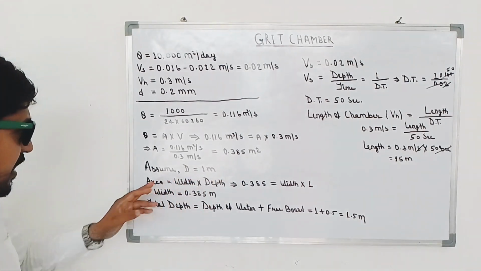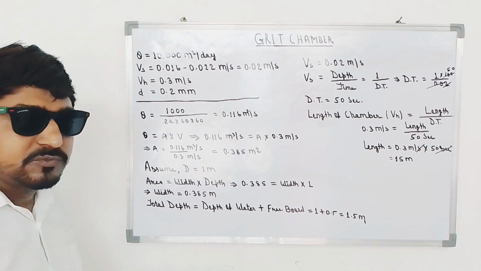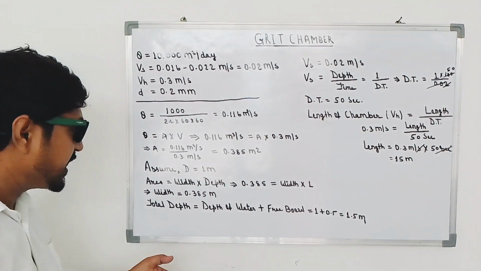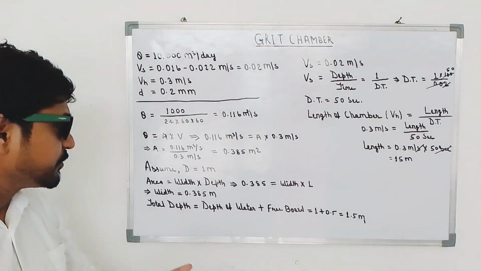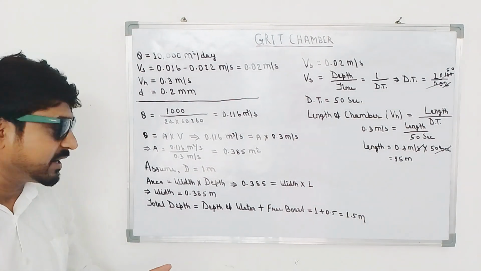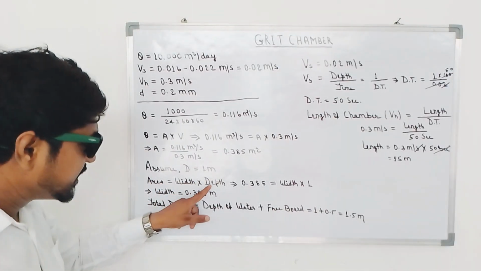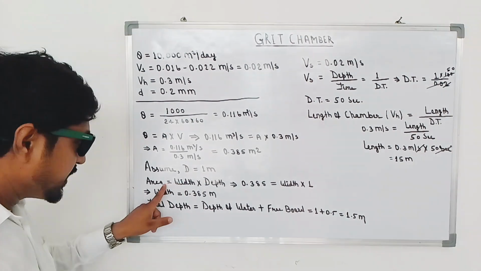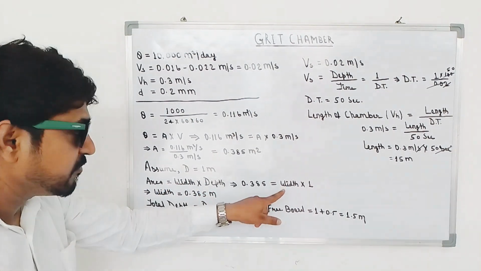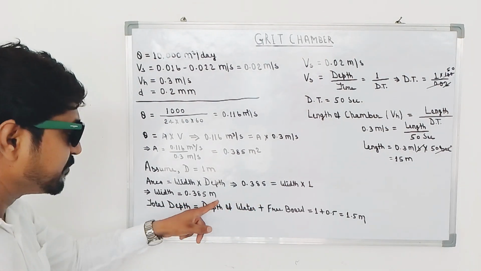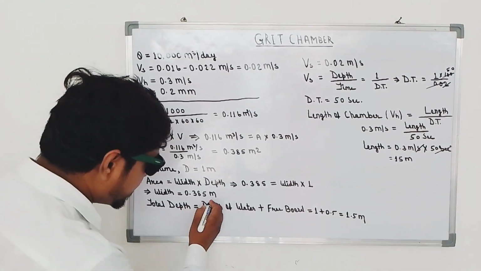meter square, and we can assume the depth of the chamber. Generally we consider a depth from 1 meter to 1.5 meter. From this standard we can consider 1 meter depth. So area is equal to width into depth, and the area we have already calculated and depth is 1 meter. So from this equation width is equal to 0.385 meter.